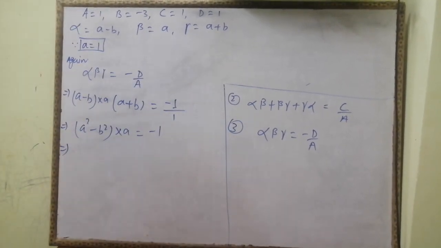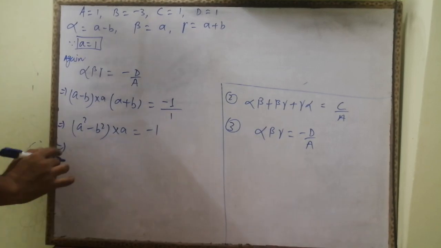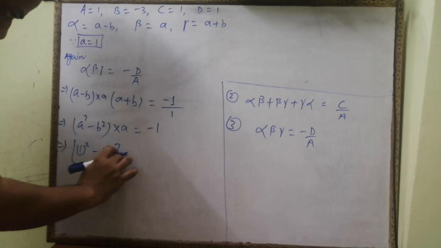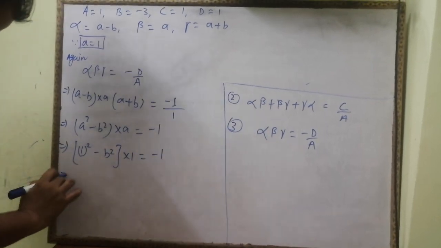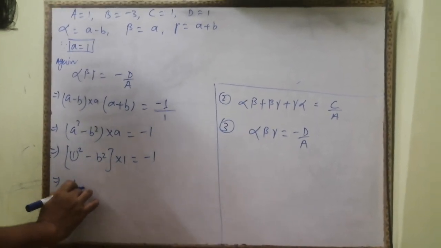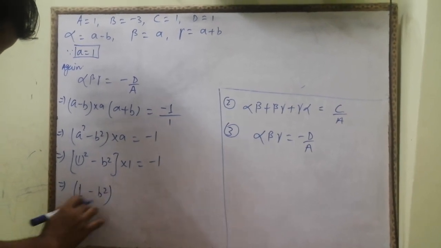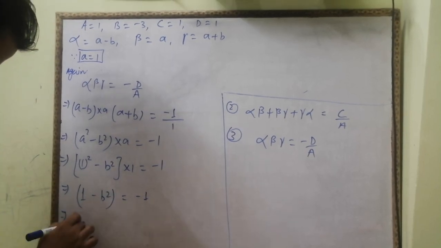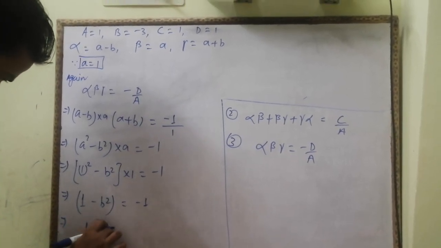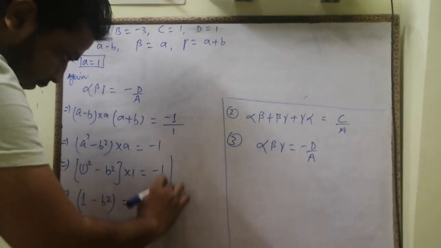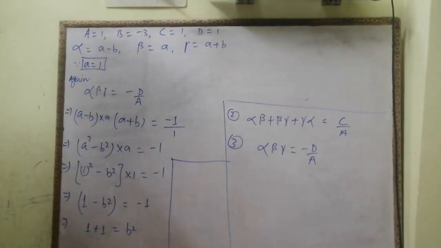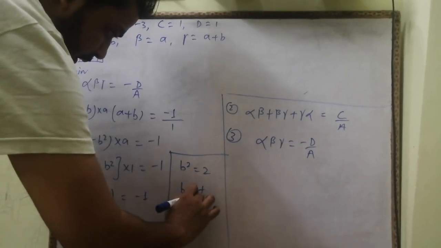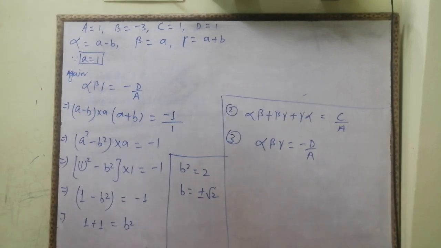Now a is 1, so 1 square minus b square into 1 is equal to minus 1. 1 square is 1, so it will be 1 minus b square, that is equal to minus 1. Take 1 here, so 1 plus 1 is equal to b square. So what will be the value of b? Then b square is equal to 2, b is equal to plus minus root 2. This is the value of b.